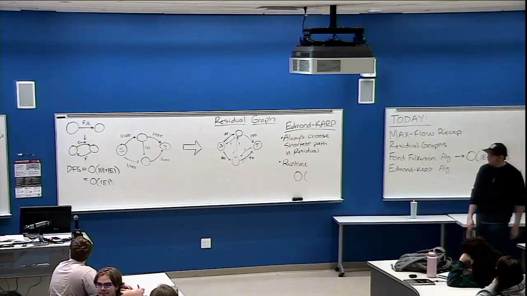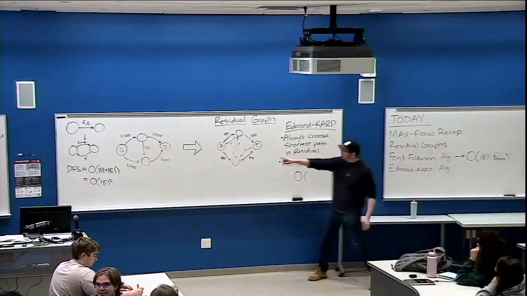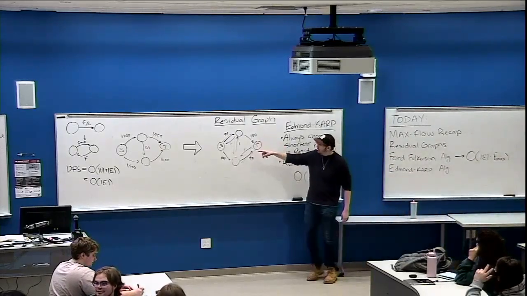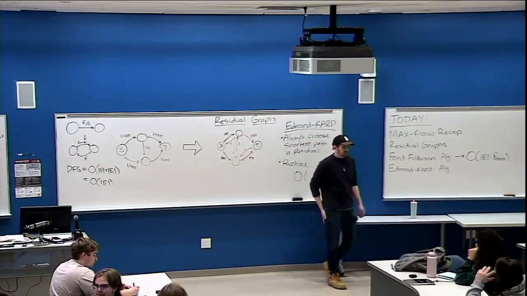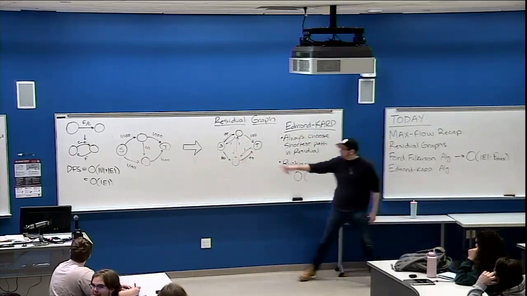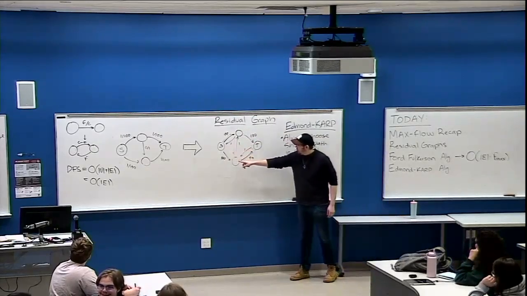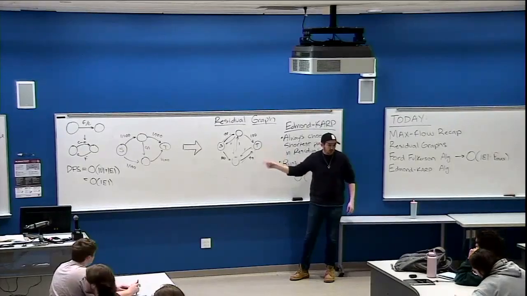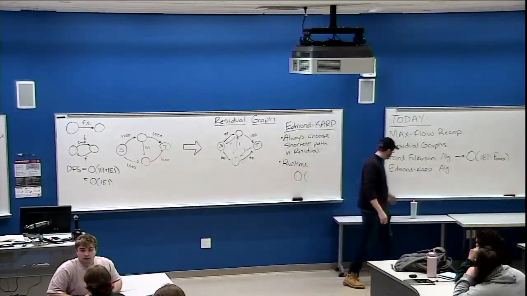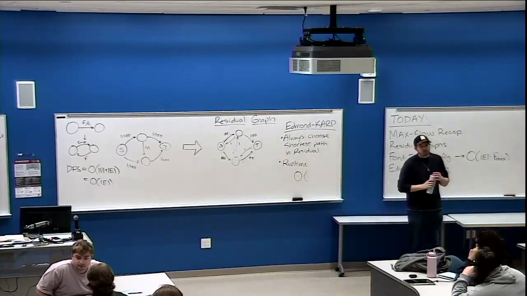Augmenting paths are when I found a path in the residual graph, and then I added to all of those edges the minimum of that. So here, there was like 199, to these edges I added 99. The minimum of all of the edges.